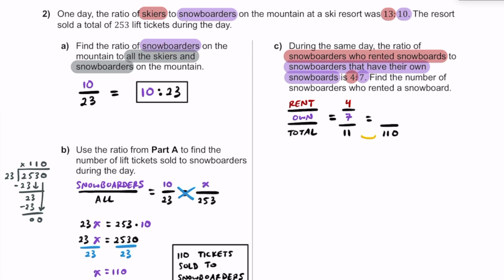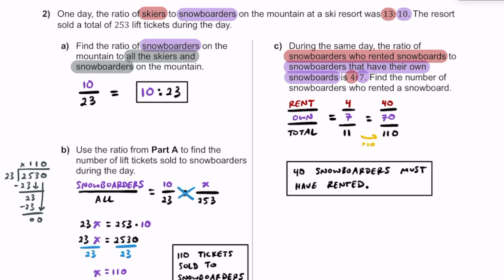Well, you can see here that this is going to be 10 times more people. So if you multiply everything by 10 here, then there must be 40 people that rented out of these snowboarders. And then 7 times 10, that's going to be 70 here. So there must be 70 of these people that owned their snowboards. So hopefully that makes sense when we have this 40 to 70 ratio that matches this 4 to 7. And so we can conclude that 40 snowboarders must have rented.